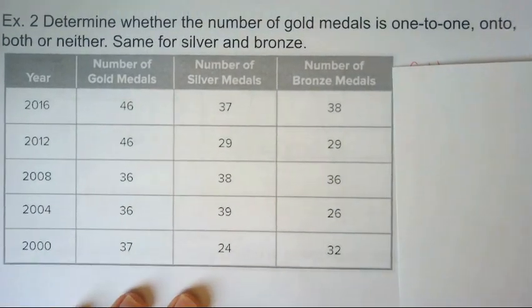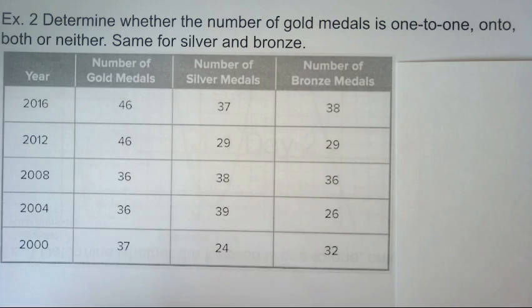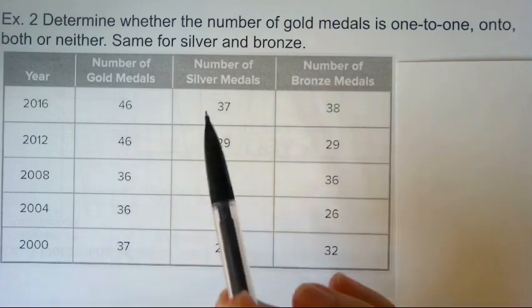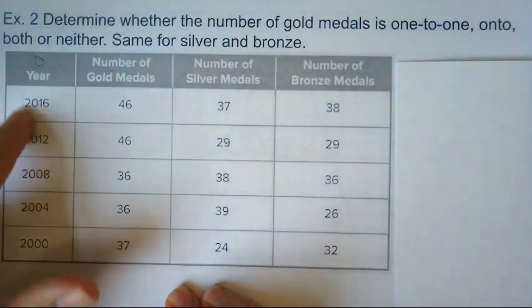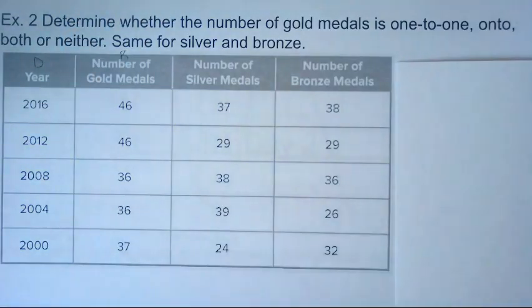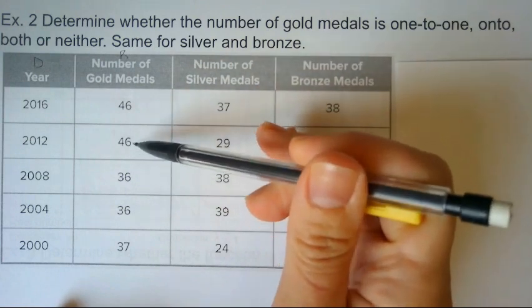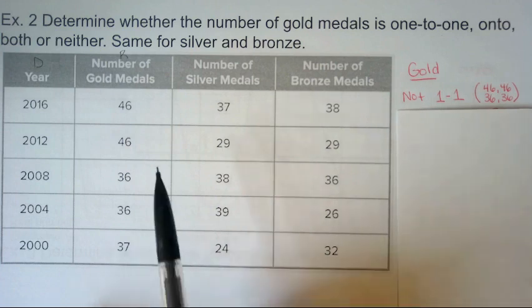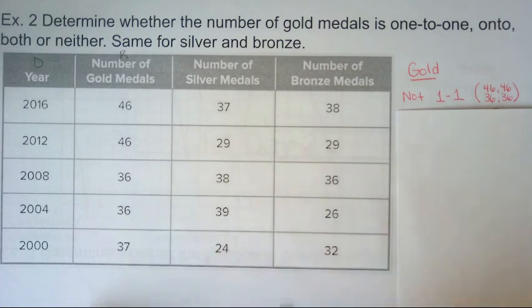So let's look at this first example. So it says determine whether the number of gold medals is one-to-one, onto, both, or neither. And we will do it for silver and for bronze. So your domain is going to come from the years. Okay, and we're going to start with just the gold medals. So this is going to be your range. So first off, if I'm one-to-one, I cannot have any duplications. So this would be an example of not one-to-one because I have two 46s and two 36s. So I can't have that duplication.